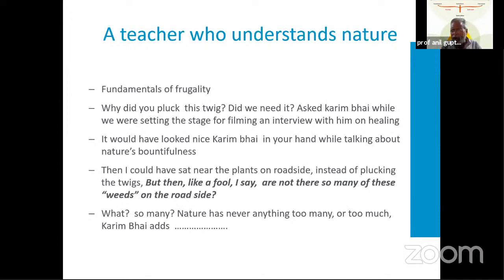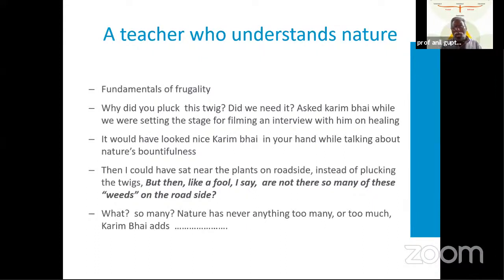And then the photographer said, why don't you take a branch of a plant, this plant growing around, and let him hold it in his hand. He was a healer, he was a herbalist. So let him explain his knowledge by taking a stick, a twig in his hand. So he broke a twig, the branch, and gave it in his hand. And Karim Bhai became upset. And I said, Karim Bhai, kya hua? Why are you so angry? Did we need this twig?